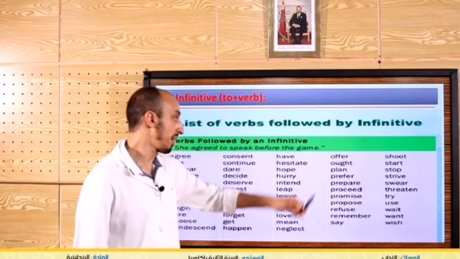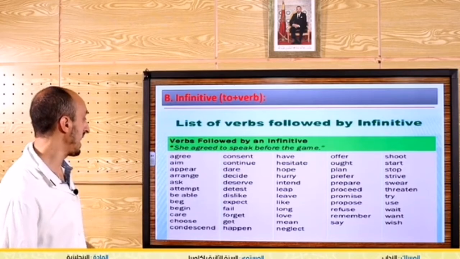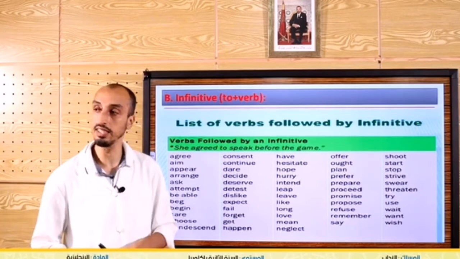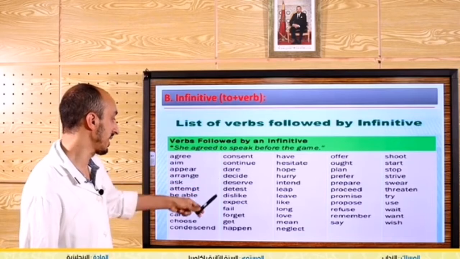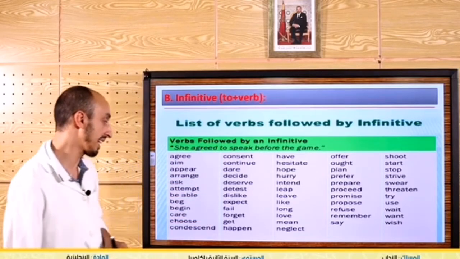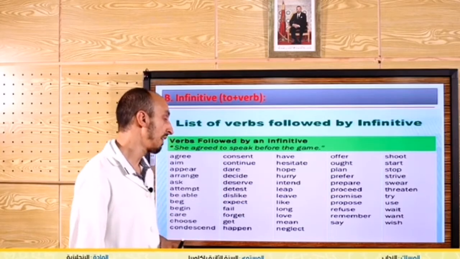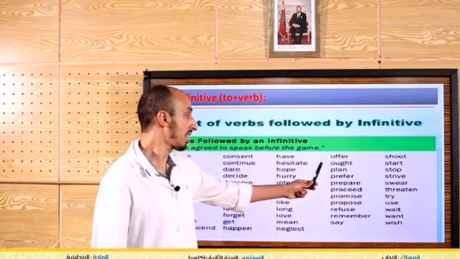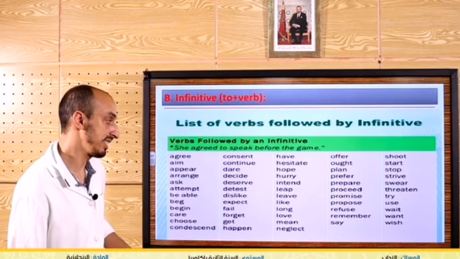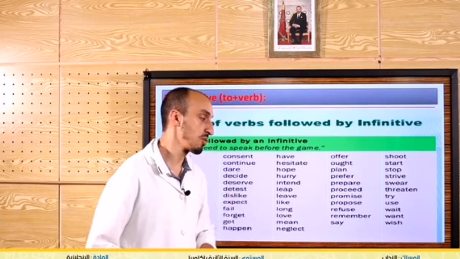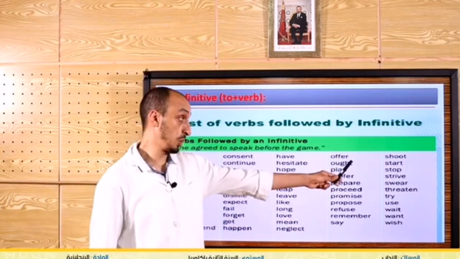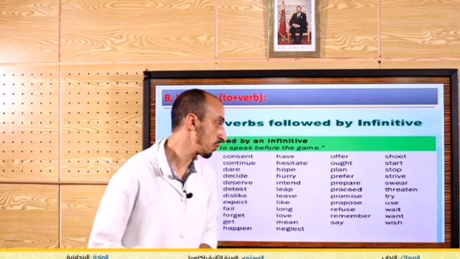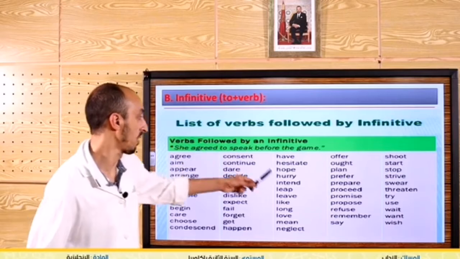Here is a list of verbs followed by infinitives. So agree, aim, appear, arrange, ask, attempt, to be able, beg, begin, care, choose, condescend, consent, continue, dare, decide, deserve, detest, dislike, expect, fail, forget, get, happen, have, hesitate, hope, hurry, intend, leap, leave, like, long, love, mean, neglect, offer, ought, plan, prefer, prepare, proceed, promise, propose, refuse, remember, say, shoot, start, stop, strive, swear, threaten, try, use, wait, want, and wish. So these verbs must be followed by an infinitive.